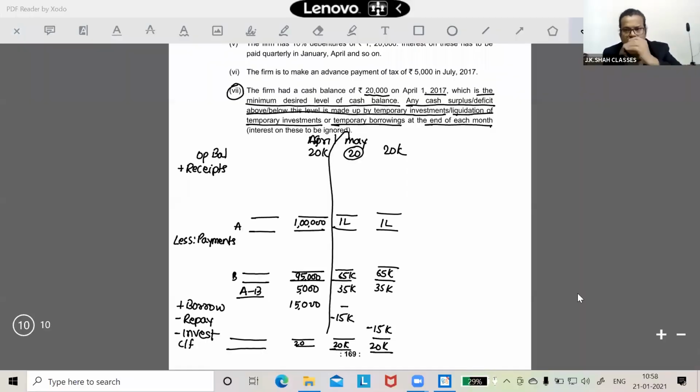Is this part well understood? Okay. Okay.